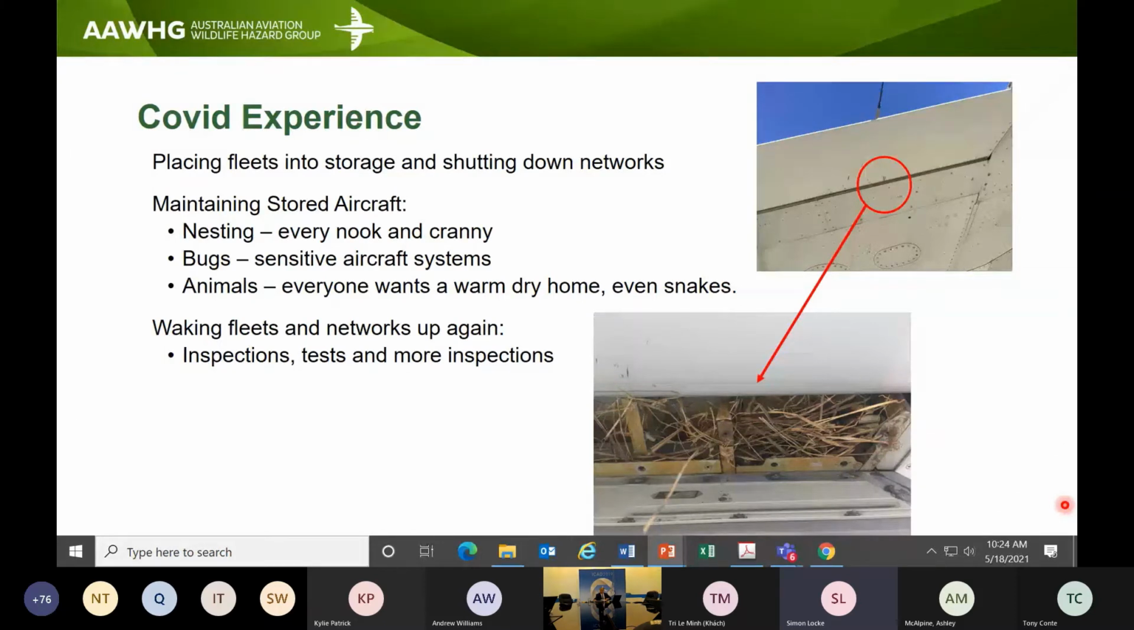It was constant. And we were discovering not just the occasional, oh, there's a nest in the wheel well, but we were discovering that the animals around our aircraft and the wildlife around our aircraft were learning new habits and new tricks because we weren't flying. The airports were quiet. It was a nice place to be.